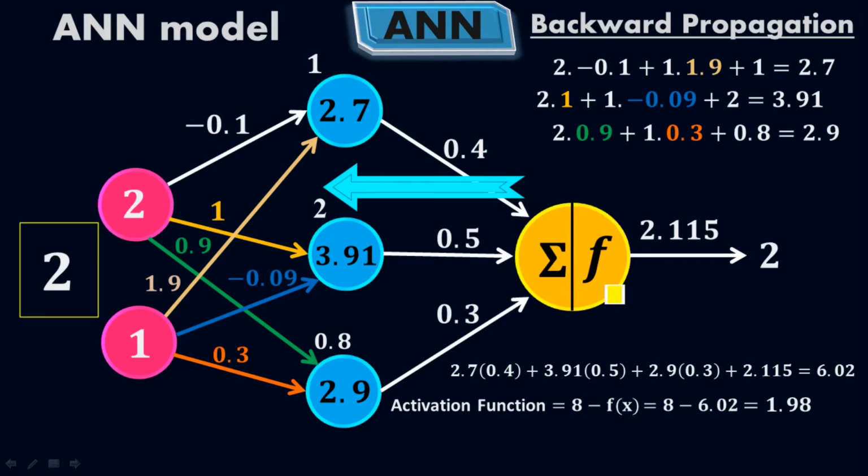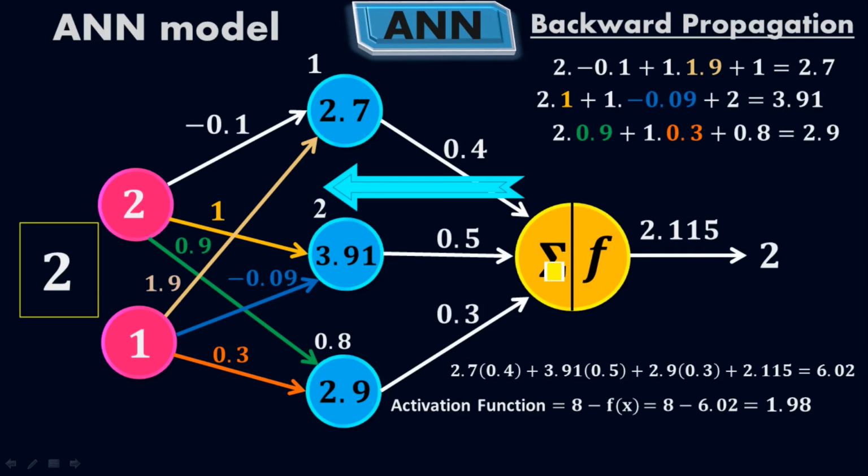So adjacent to this neuron, we have 3 neurons here. Therefore, we have 3 times the summation process: 2 times 0.4 plus 3.91 times 0.5 plus 2.9 times 0.3 plus 2.115. This is the bias value. When you do all the summation, you will get 6.02. And then again we have the activation function in the output layer.